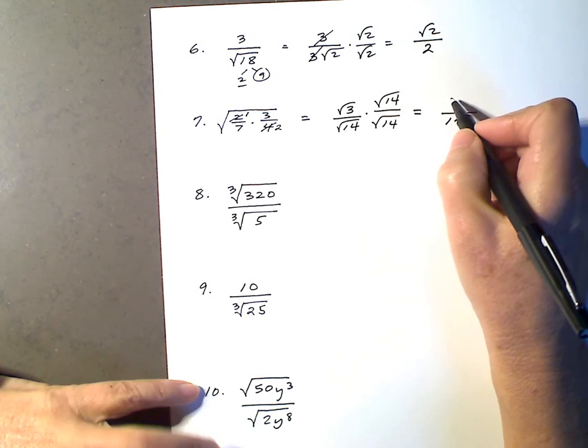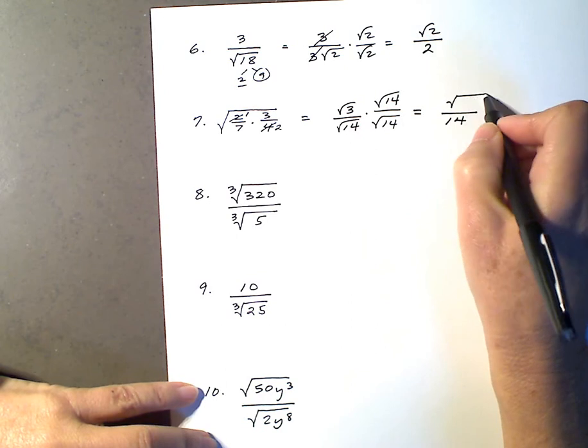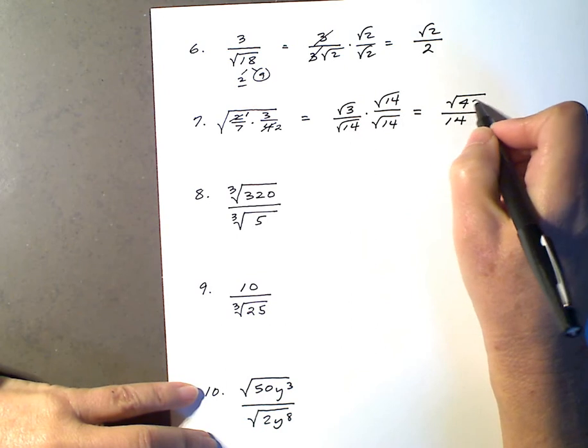So, oh, I'm sorry, it's just 2 times 7. So anyway, I've just got square root of 3 times 14, which is 42 in the numerator.